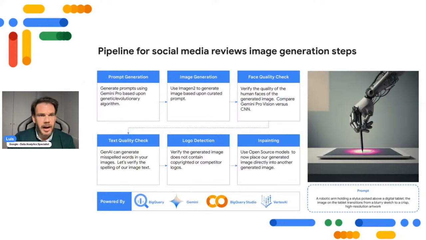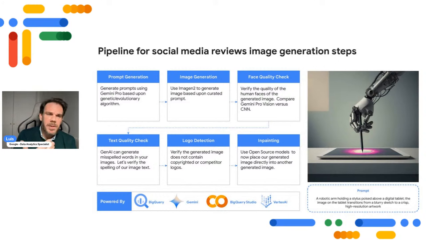Let's break down our six-step image generation pipeline. First, number one, we have the automated prompt generation, where we systematically refine prompts for optimal results. So we don't have to keep asking ourselves, is this the best possible prompt? Next, we use Imagen 2, which is our latest and most capable image generation model, to translate the prompt that we have from step number one into actual images.